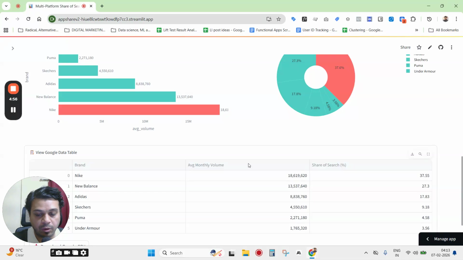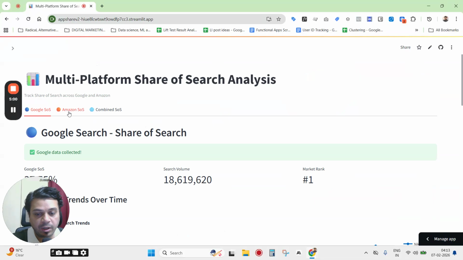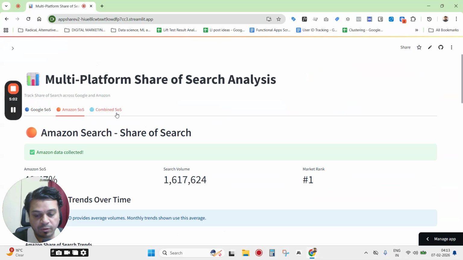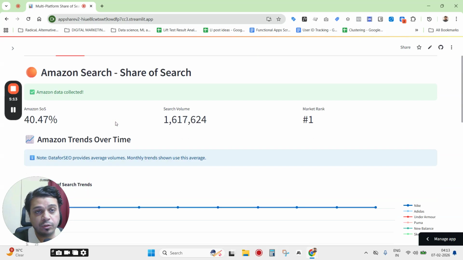That's basically a contextual knowledge which has to be applied. So that's your share of search. This was already there. What I've now added is Amazon share of search, and the source for this right now is data for SEO. But in future versions I may be updating it with other sources as well.